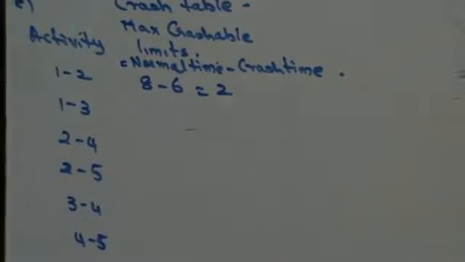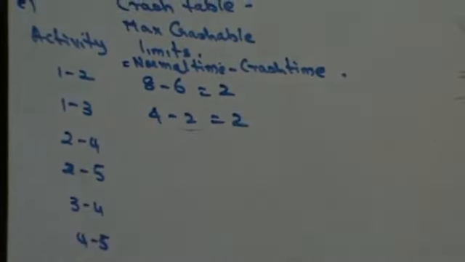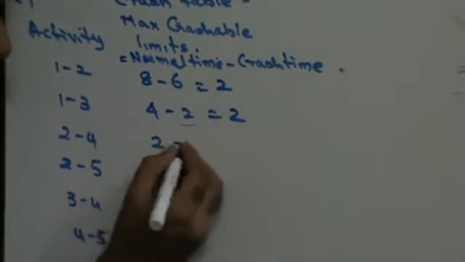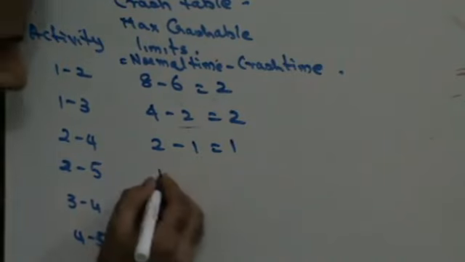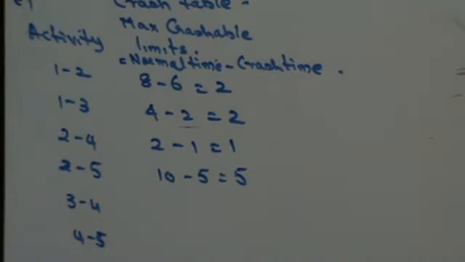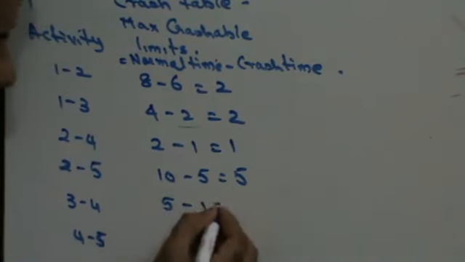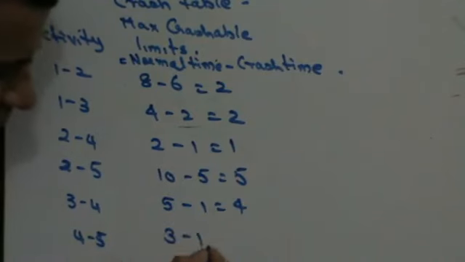For 1 to 3, it is going to be 4 minus 2, that is 2. For 2 to 4, it is going to be 2 minus 1, that is 1. For 2 to 5, it is going to be 10 minus 5, that is 5. For 3 to 4, it is going to be 5 minus 1, that is 4. And for 4 to 5, it is going to be 3 minus 1, that is 2.